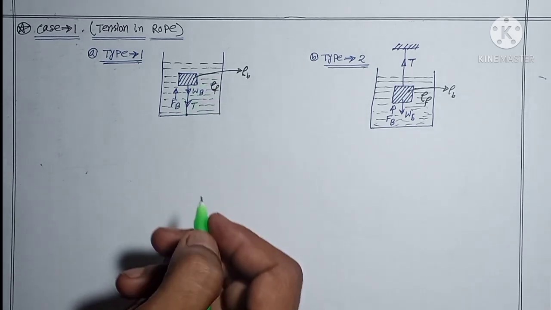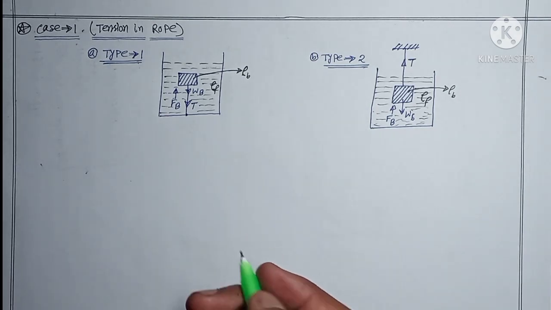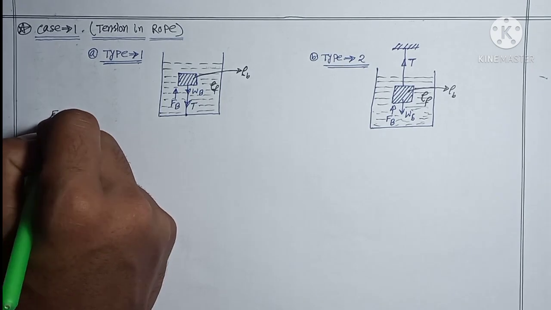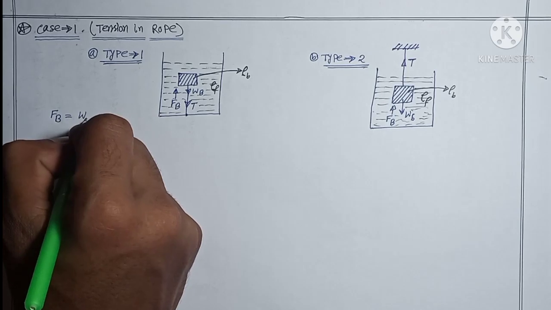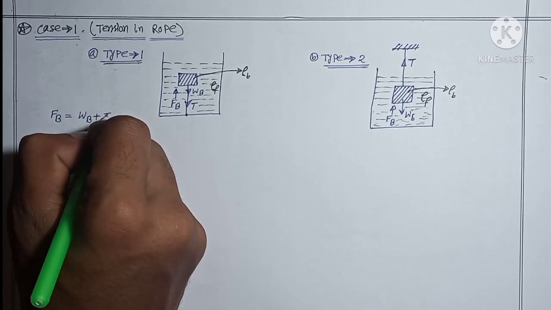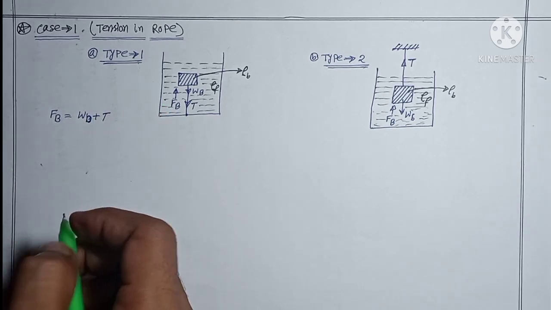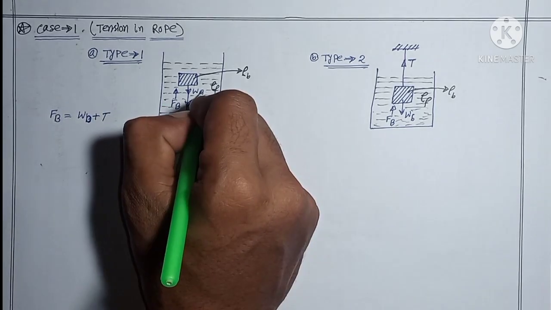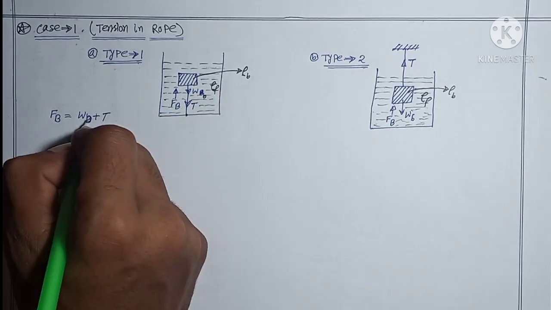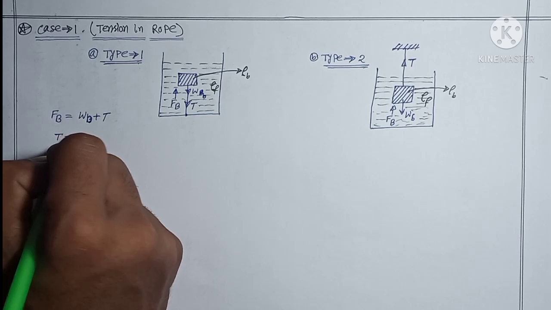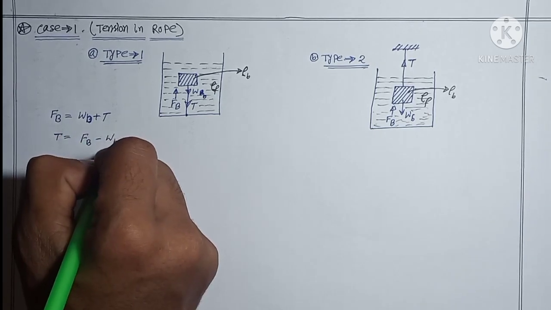If you equate the forces acting in the upward and downward directions, what can you write? In the upward direction, the buoyancy force is equal to the weight of the body plus tension. Now we have to find out the tension. So tension is equal to the buoyancy force minus the weight of the body.